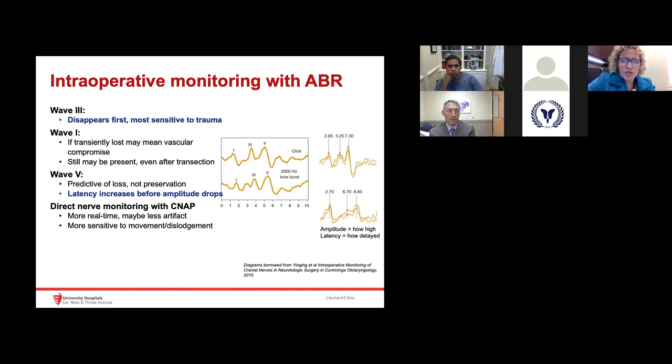This is what we're monitoring, these squiggly lines. So this is the wave 1, 3, and 5 are the sort of waves that we think about on ABR. Wave 3 usually disappears first, and so we ask them to watch that. We also look at the latencies of these waveforms. Latency usually increases before amplitude will drop, and an amplitude drop does usually predict loss of hearing.